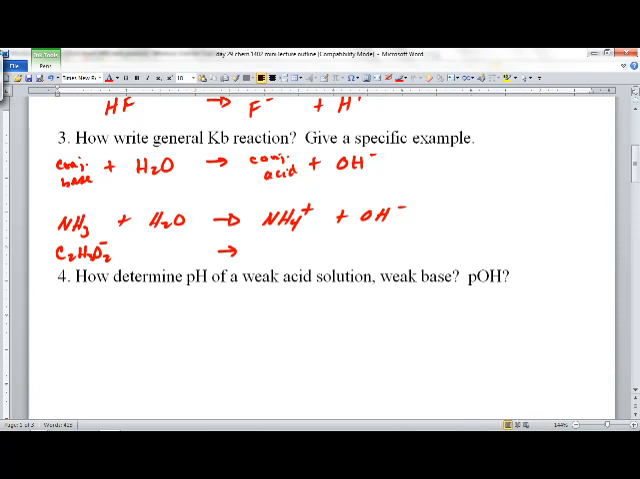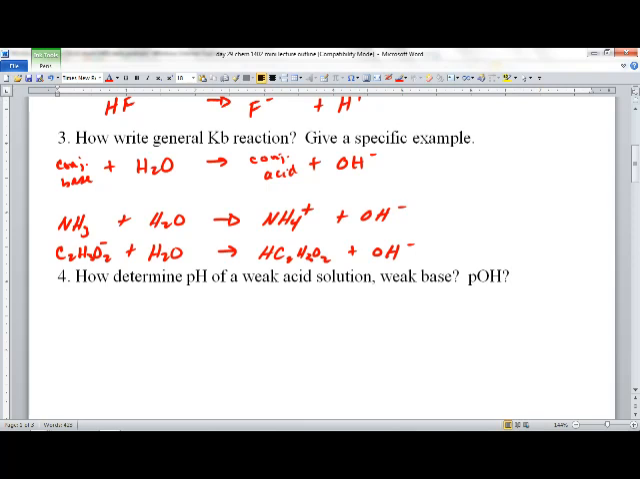C2H3O2 with a minus. Okay, keep going. Plus H2O goes to the conjugate acid. Throw an H anywhere. They like it out front. HC2H3O2 plus OH minus. It's always the conjugate base plus water goes to the conjugate acid plus hydroxide.